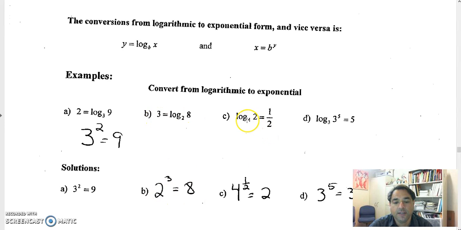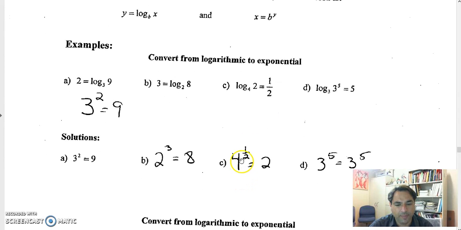Same thing here. 4 to the 1/2 is 2. Now, if that doesn't make much sense, remember, a half is just like square root. So square root of 4 is 2. And 3 to the 5th equals 3 to the 5th. So if you're able to go from logarithmic to exponential, that will maybe help you understand logarithmic better.